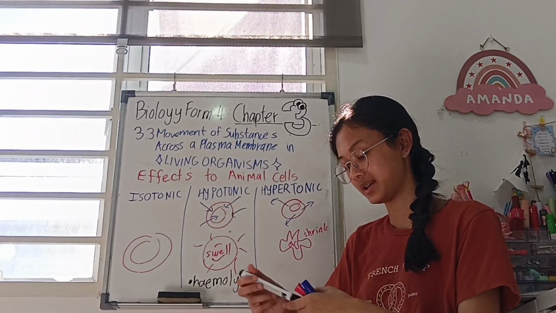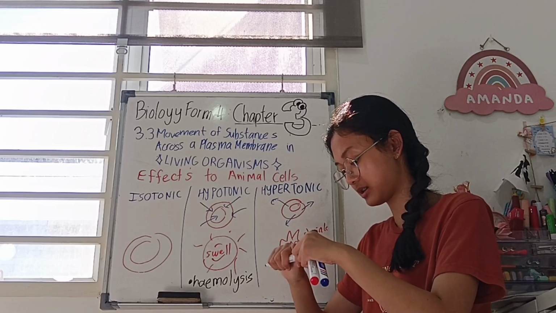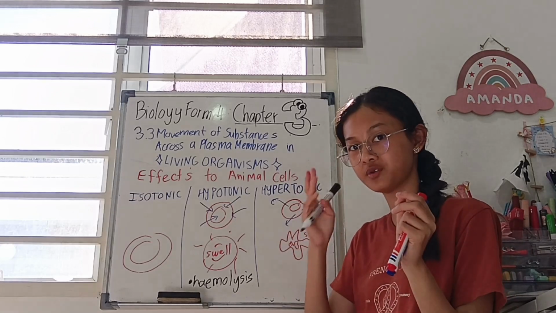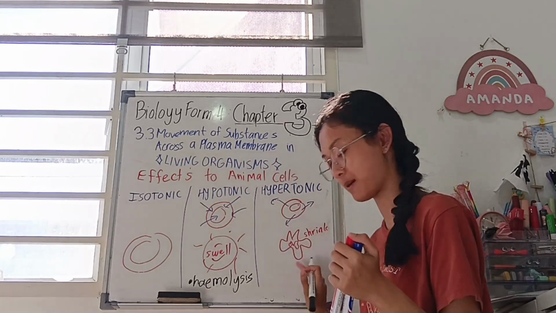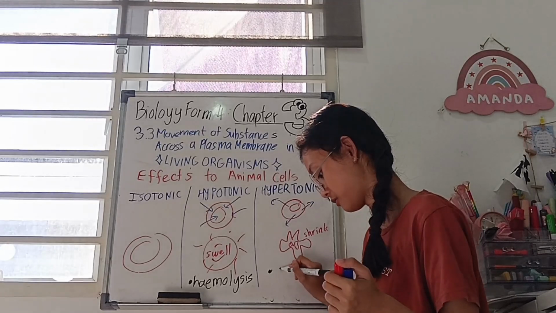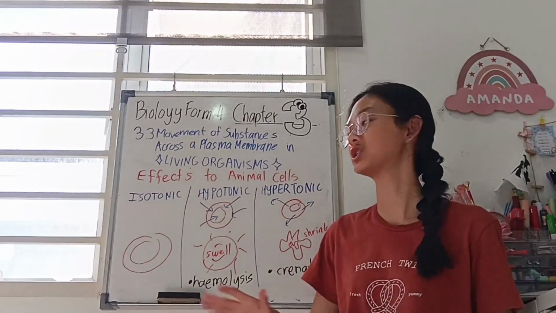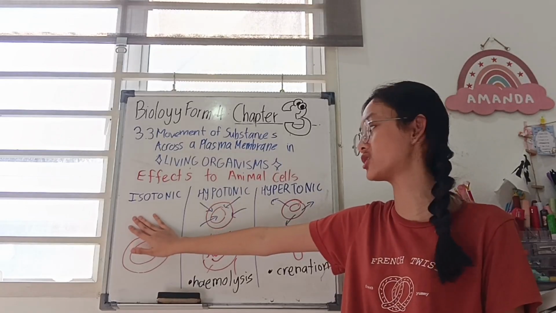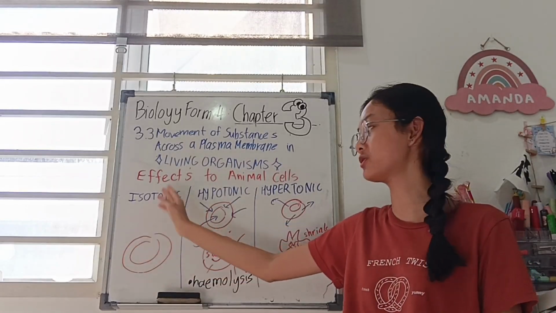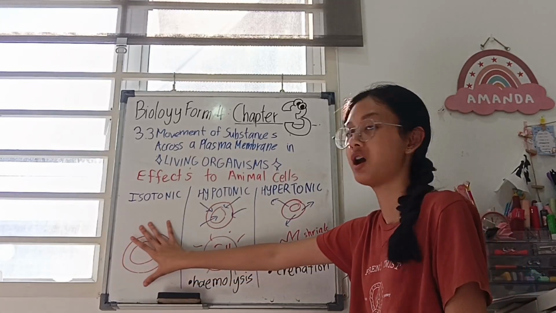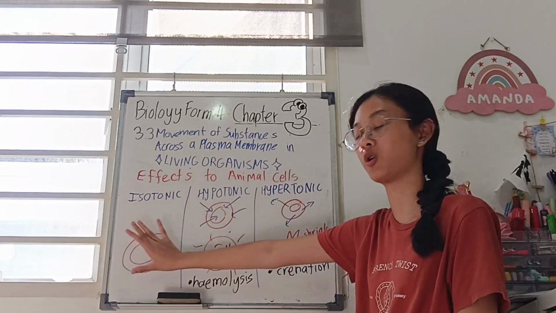So this scenario, or this thing that just happened, will be called crenation. Okay, so isotonic, they have same concentration, so the water will diffuse in and out in the same rate, so the red blood cells will be normal.